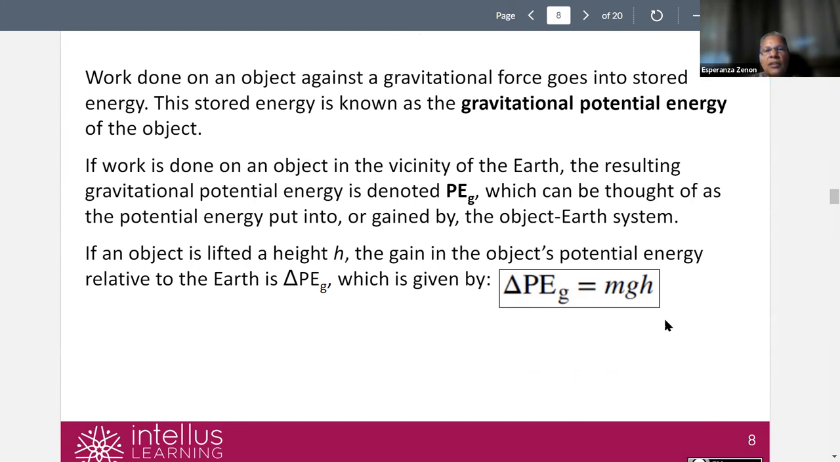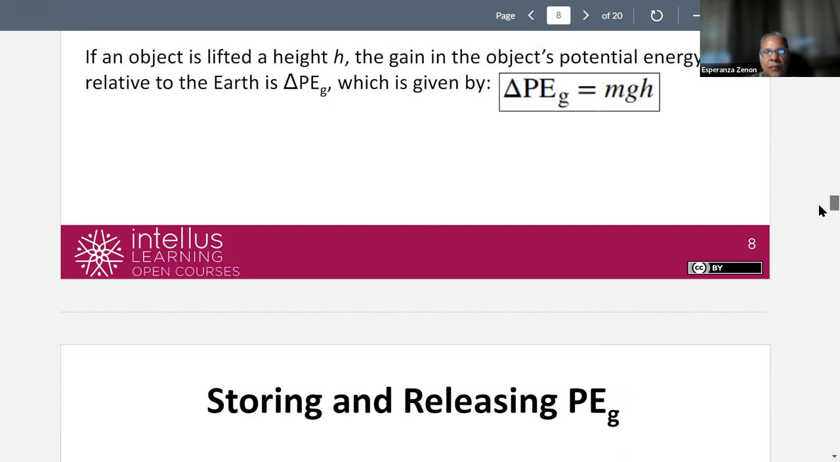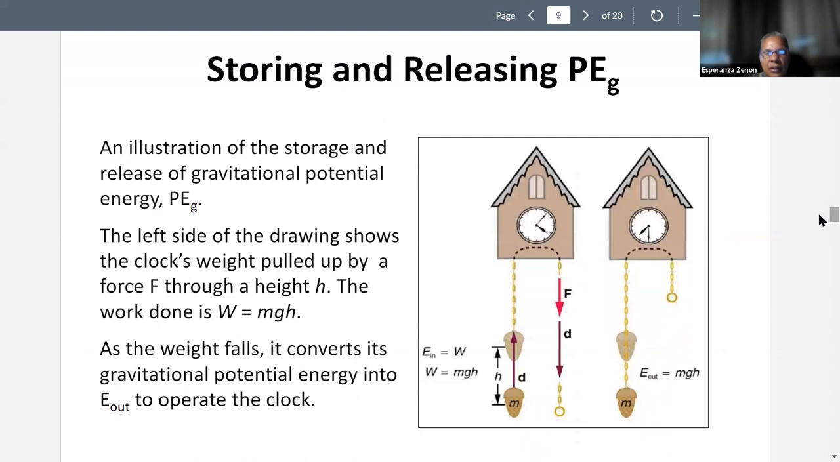So gravitational potential energy and kinetic energy are two forms of what we call mechanical energy, and they can be interchanged in certain situations. Both of them can be interchanged or exchanged in order to do work. And that's what they're showing you here. You store up and release potential energy.